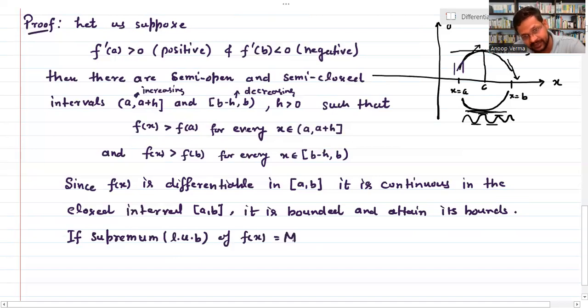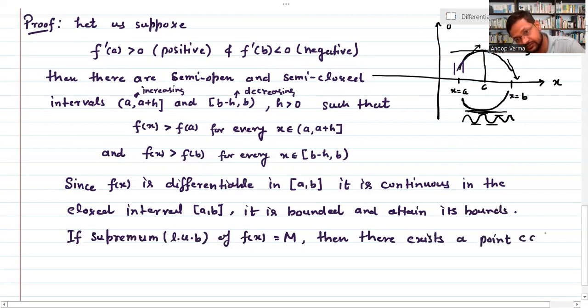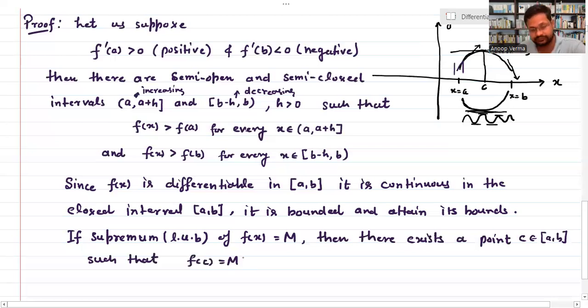It means कि वहां पर कोई ना कोई पॉइंट होगा कि in this interval a comma b such that this fc is just equal to capital M. So then because the bounds attained, okay, so then there exists a point c in this interval a comma b such that fc is just equal to M.